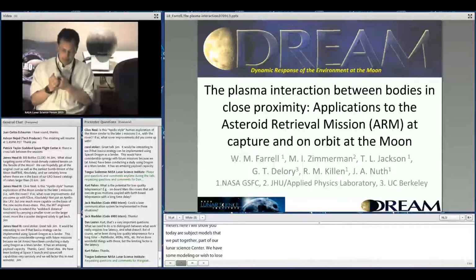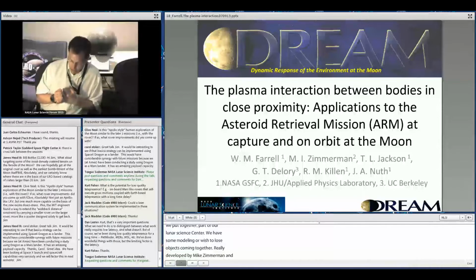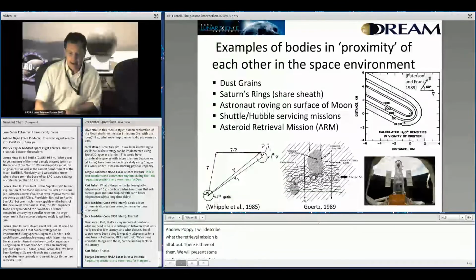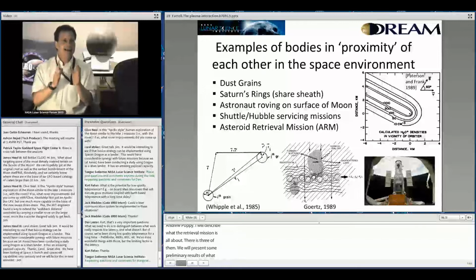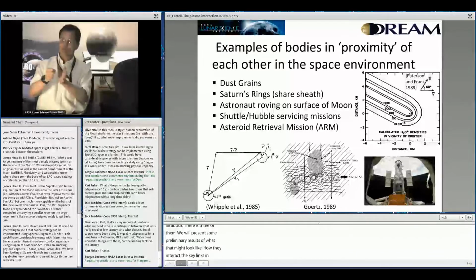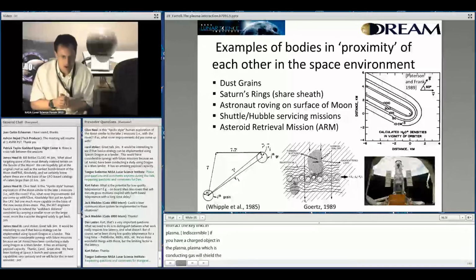So I hope to describe what the ARM mission, this asteroid retrieval mission, is all about, the types of interactions, there are actually 3 of them, and present some preliminary results of what they might look like, how they interact. Now, the key length in a plasma that people talk about is called the Debye length. Basically, if you have a charged object in a plasma, the plasma, which is a conductive gas, will shield the electric field from that object. That's a characteristic length. In the solar wind, it's about 15 meters or so.